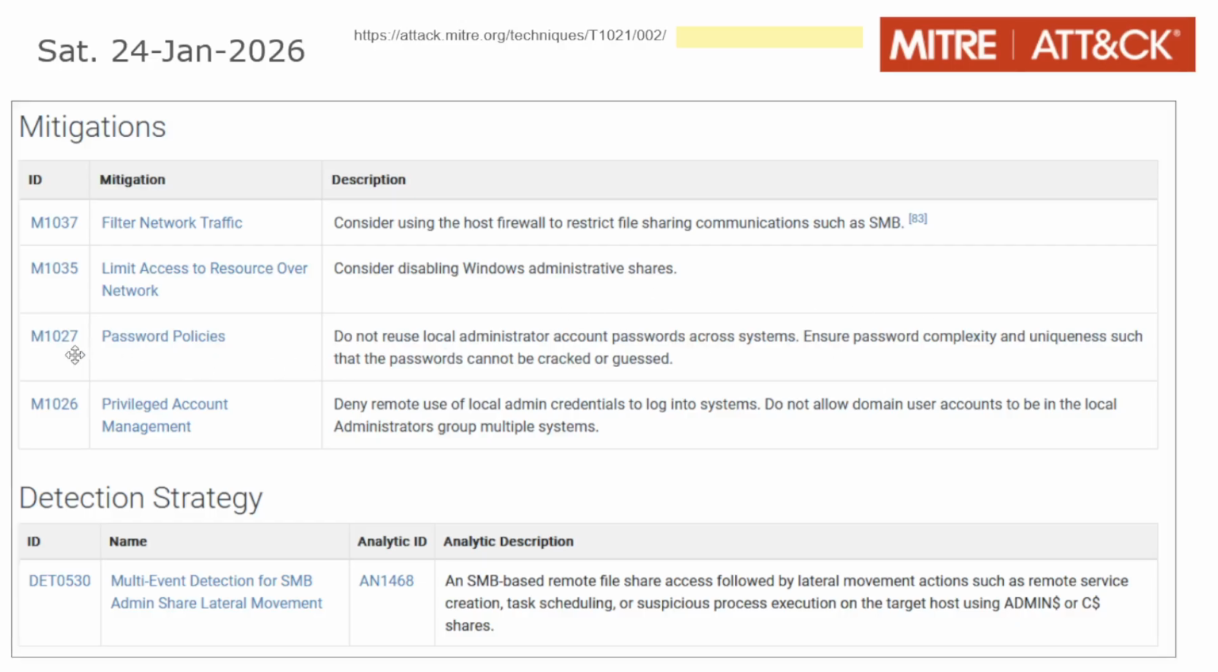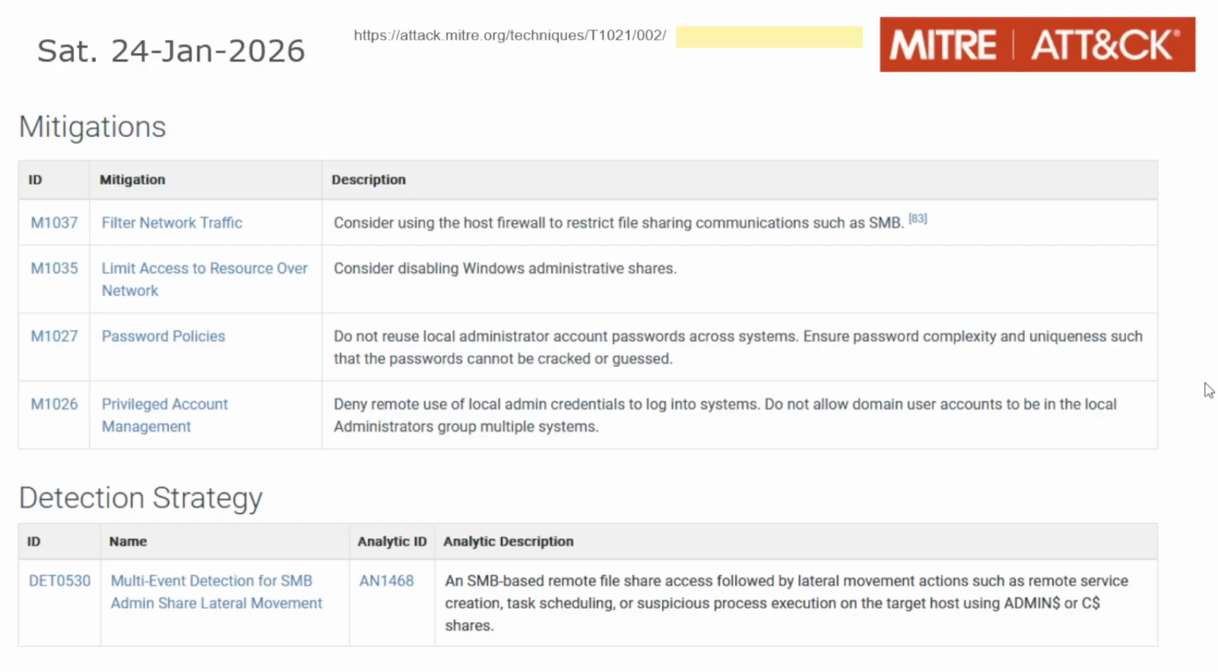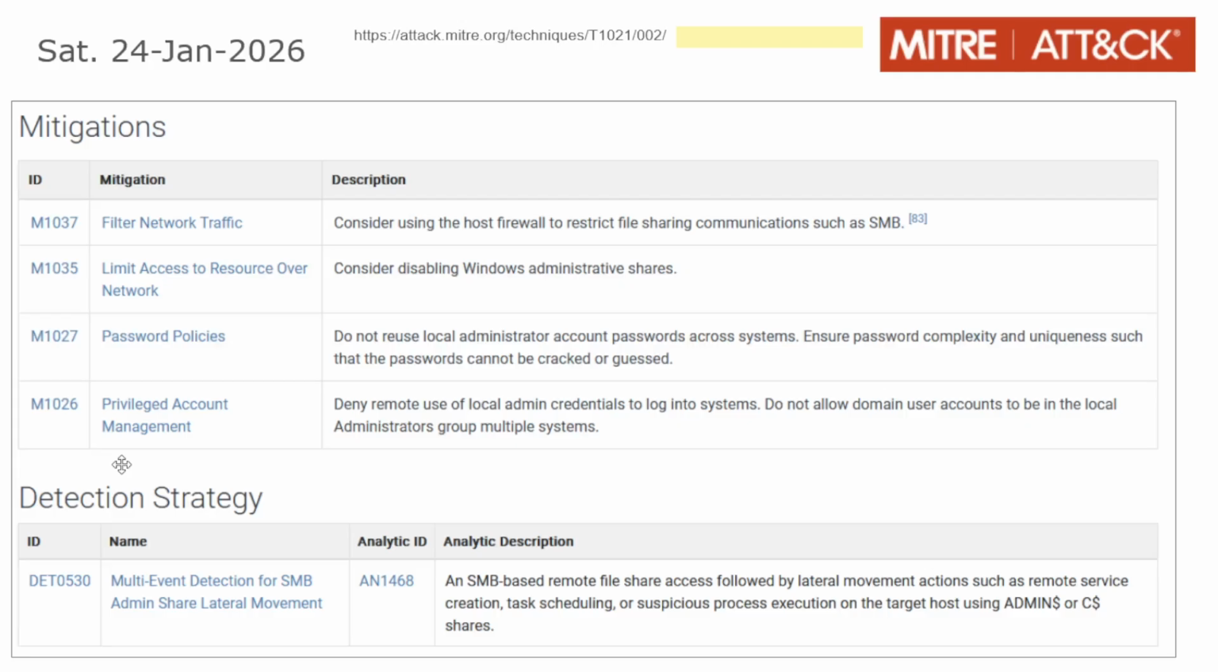Password policies, that's to deal with valid accounts. So do not reuse local administrator account passwords across systems and so on, yes. And the other is privileged account management. So if an administrative account is doing some stuff that might be suspicious, you can catch that, but over the privileged account management you can also just take away the rights again when an account doesn't need it anymore. Okay, that's mitigation, and now let's take a look at the detection strategy.